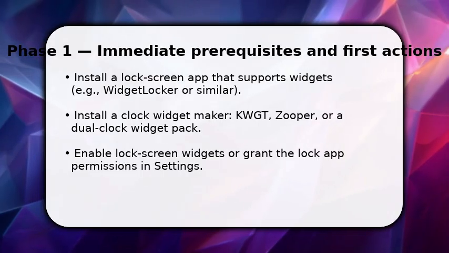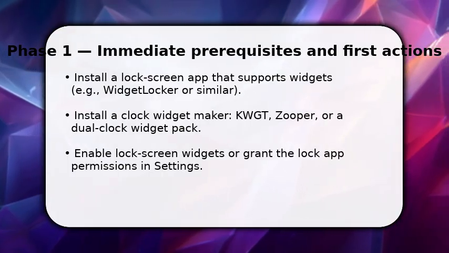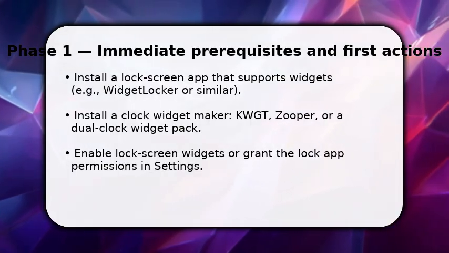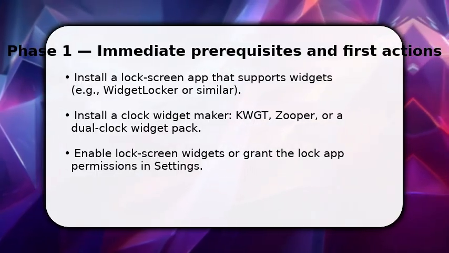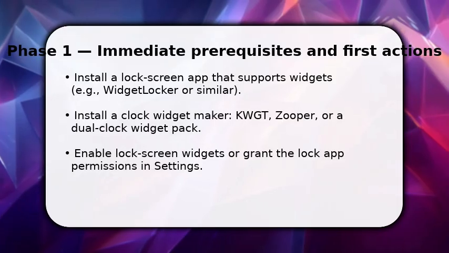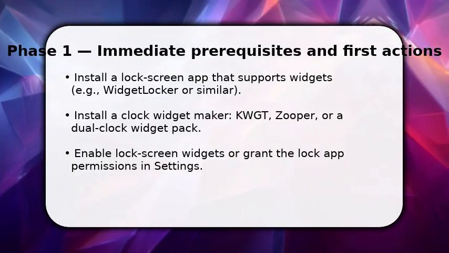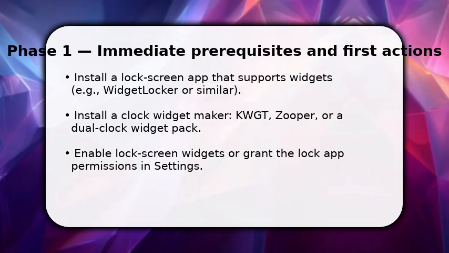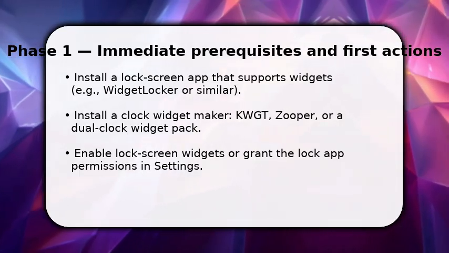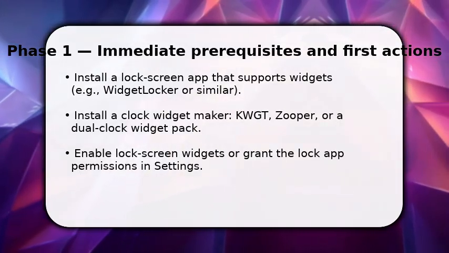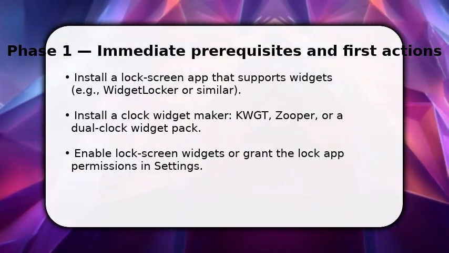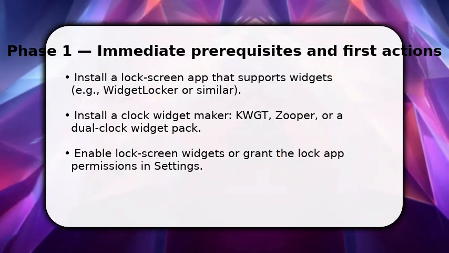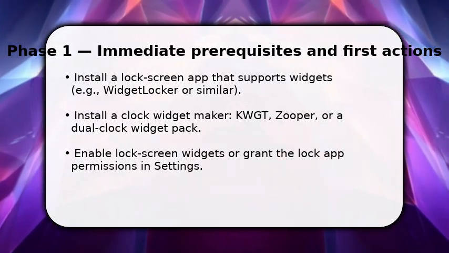You start by getting the two building blocks, a lock screen app that allows widgets and a widget maker that can display two clocks. Install both, then open Settings and grant the lock app lock screen and overlay permissions. Once done, open the widget maker and create two clock elements, one for each time zone, saving each as a separate widget. Make sure you name them clearly, because you will place them on the lock screen next. This primes the device for the actual layout step.